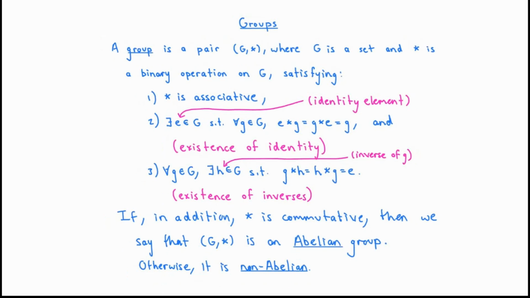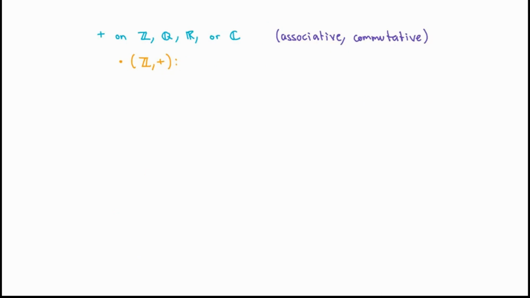Now what I'd like to do next is go through all the binary operations that we've collected so far and decide whether or not the corresponding sets, together with those binary operations, form groups. Because of property number 1 here, we can ignore all of the binary operations which are not associative, so we'll focus just on the ones that were associative. First, let's look at the integers under the binary operation of addition.